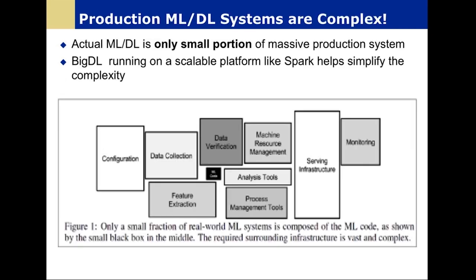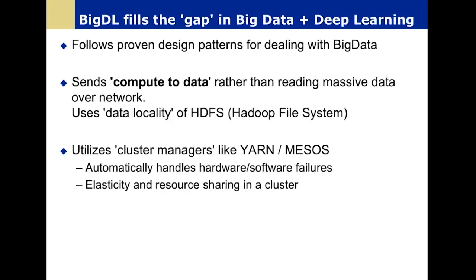It turns out that although ML and deep learning can be some of the most exciting and interesting parts of our data pipeline, in terms of code, it tends to be a relatively small piece of a larger puzzle. We generally have a number of different pieces of the puzzle, for example, configuration, data collection, feature extraction, etc., and infrastructure that we need. These are going to be running in the big data ecosystem on Hadoop and Spark, and being able to run on a scalable platform like Spark helps us simplify the complexity, avoiding having to have separate clusters, separate nodes, etc., to do our deep learning workloads.